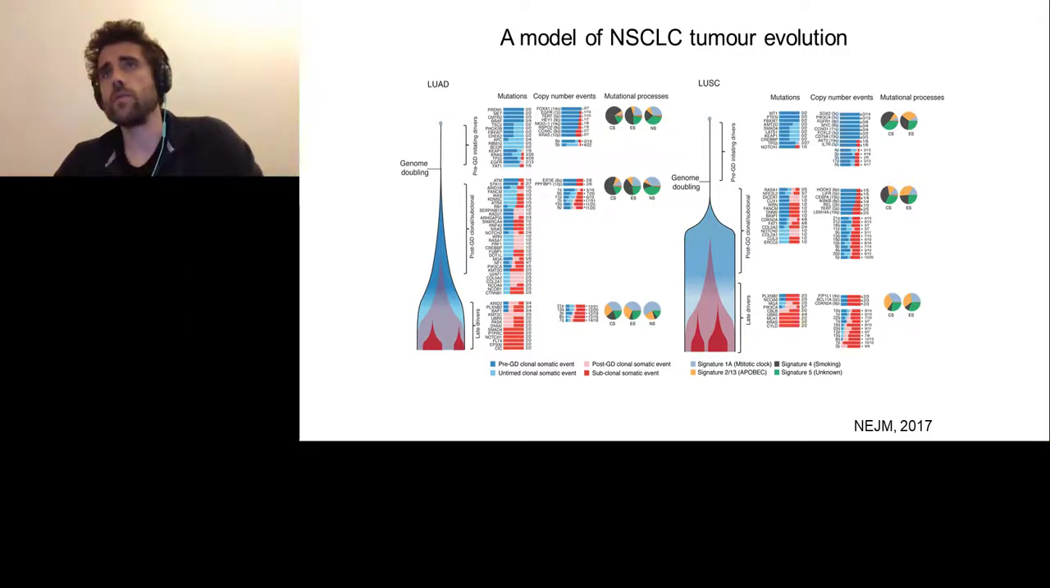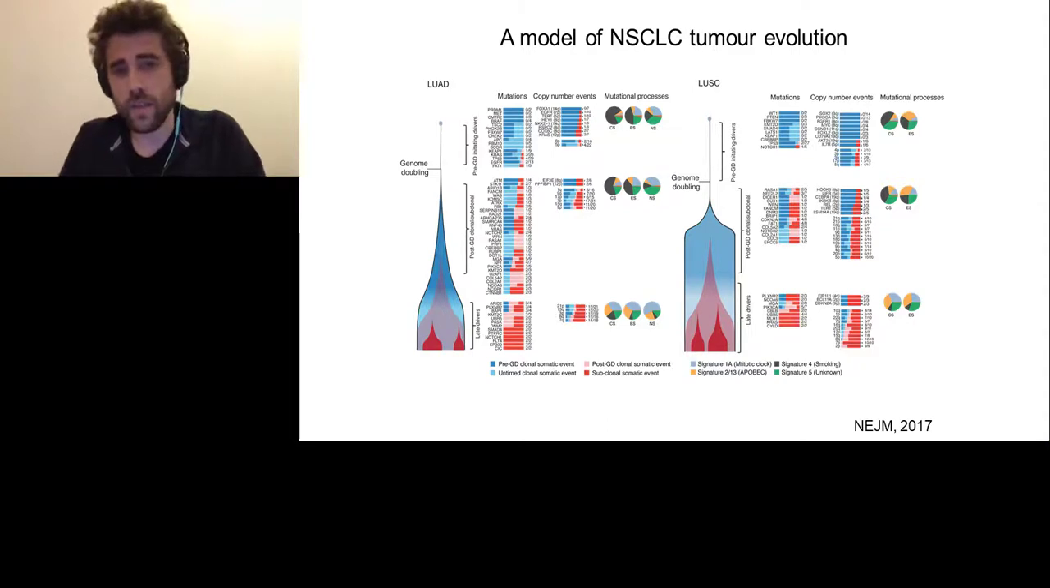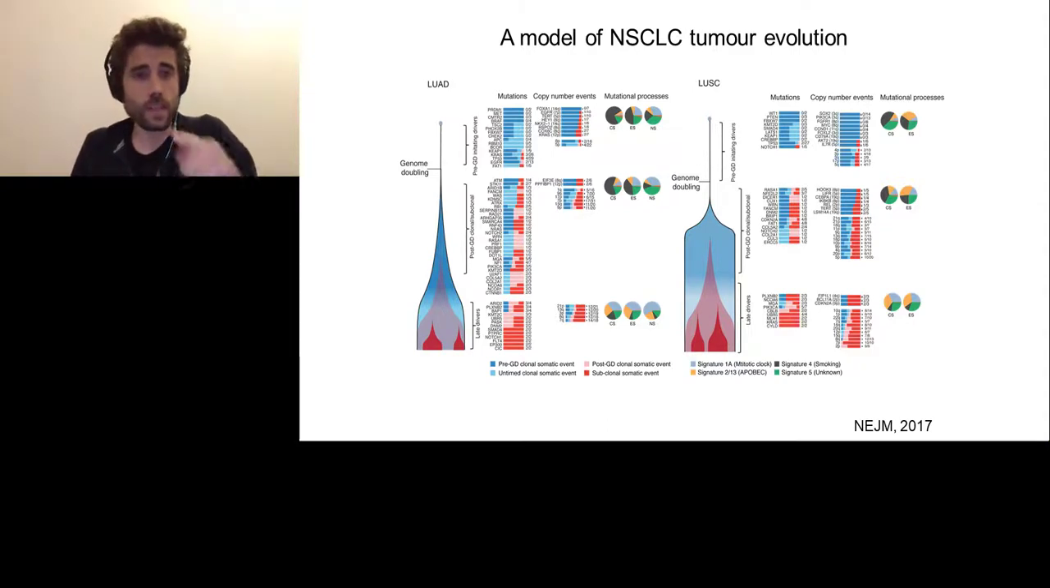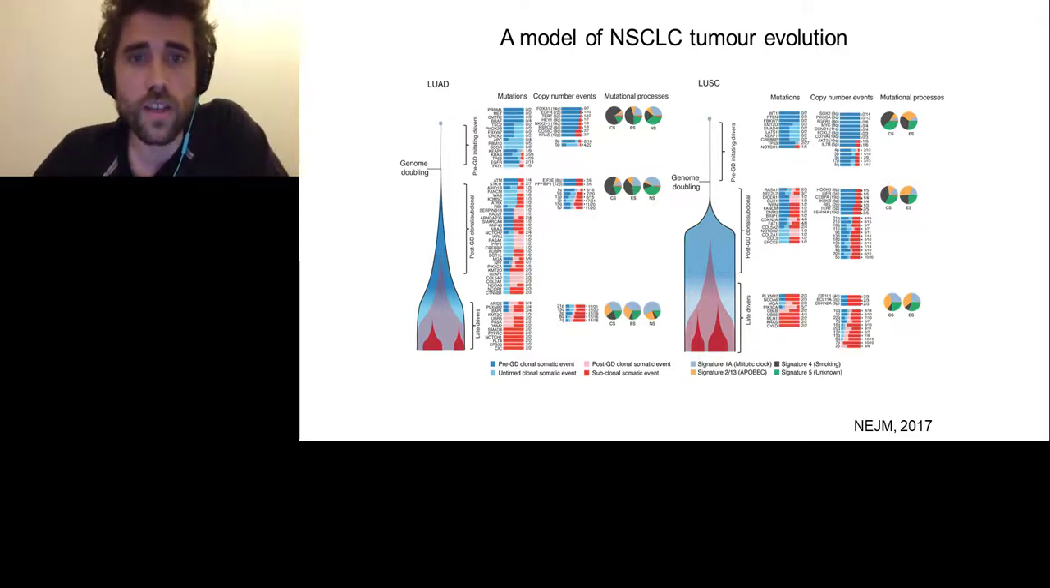Now, many of these long-term ex-smokers stopped smoking 15 years ago, which suggests this genome doubling event, we can place that when the patient was still smoking. So that means these tumors have potentially been developing for a very long period of time. And we see this in lung adenocarcinoma, but not lung squamous cell carcinoma, suggesting potentially different modes of tumor evolution here in these different subtypes.